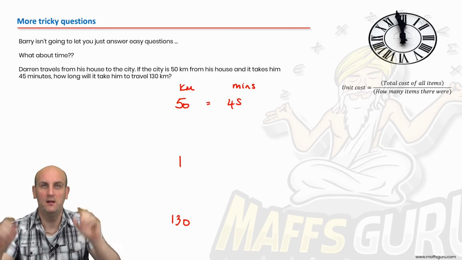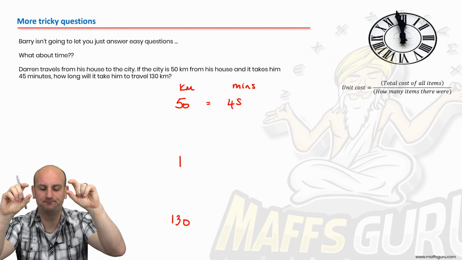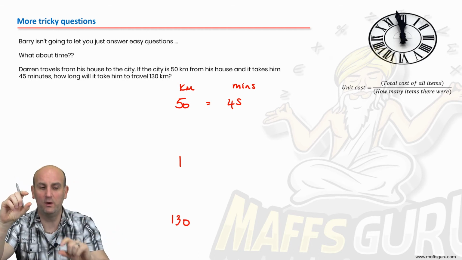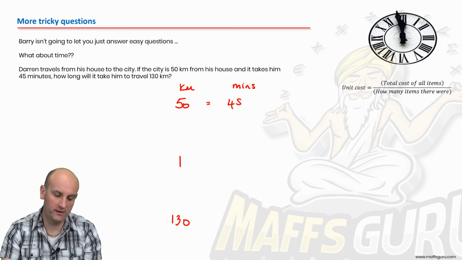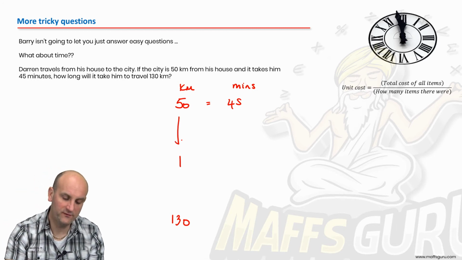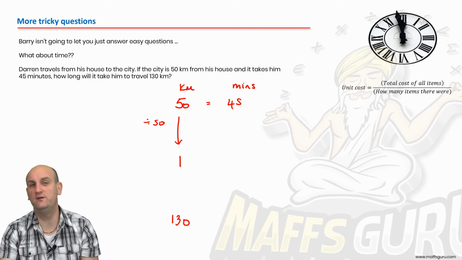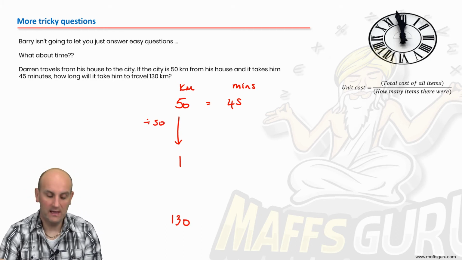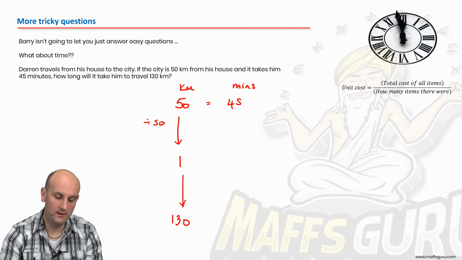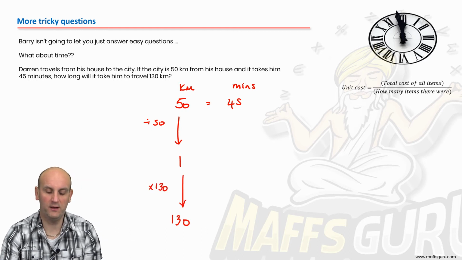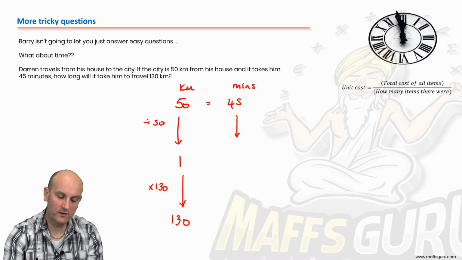So see what I'm doing? The question gave me the 2 things to relate. I wrote at the bottom what it told me one of the units was, that 130 kilometers, and I wrote a 1 in between. All right, so how do I go from 50 to 1? Well, you always divide by the number. There we go. So 50 divided by 50 is 1. How do I go from 1 to 130? I times by 130. And what we do in maths on one side, we must do to the other.